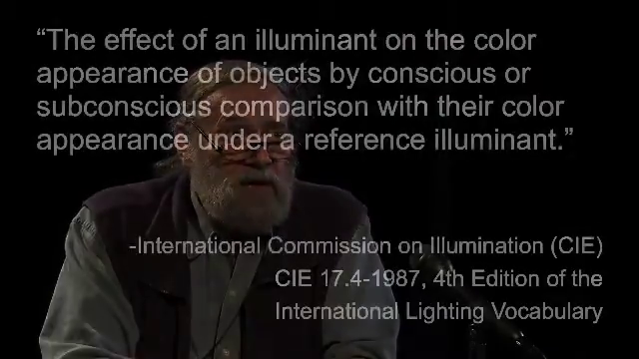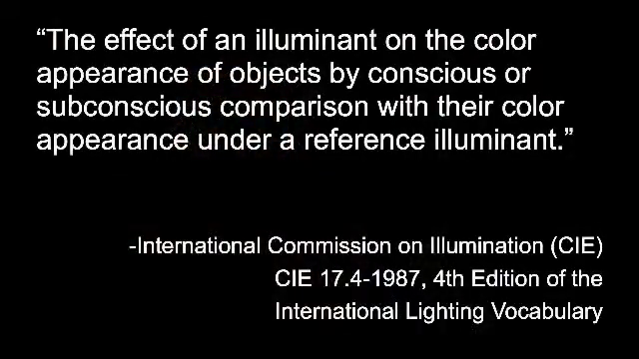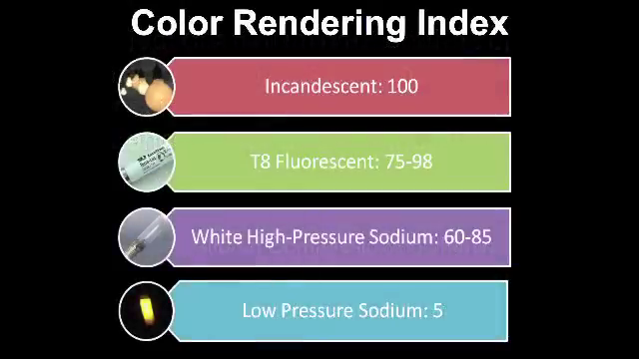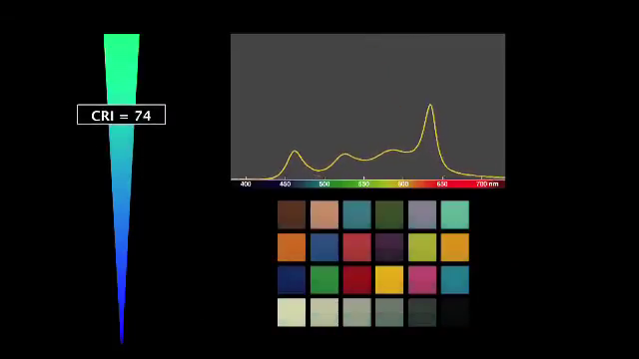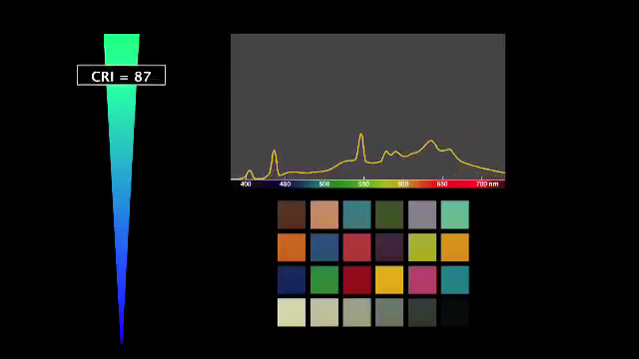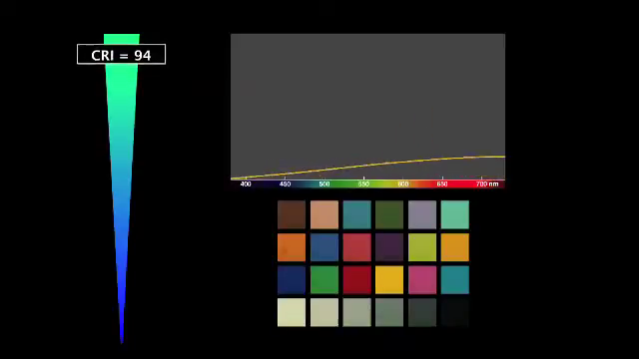The International Commission on Illumination, the CIE, in the 4th edition of the International Lighting Vocabulary, defines color rendering as the effect of an illuminant on the color appearance of objects by conscious or subconscious comparison with their color appearance under a reference illuminant. The color rendering index, then, is a numeric scale of from 0 to 100, with 100 indicating a perfect match between a sample light, which may, for example, be a fluorescent or an LED, and a standard reference light, such as tungsten at 2950K.